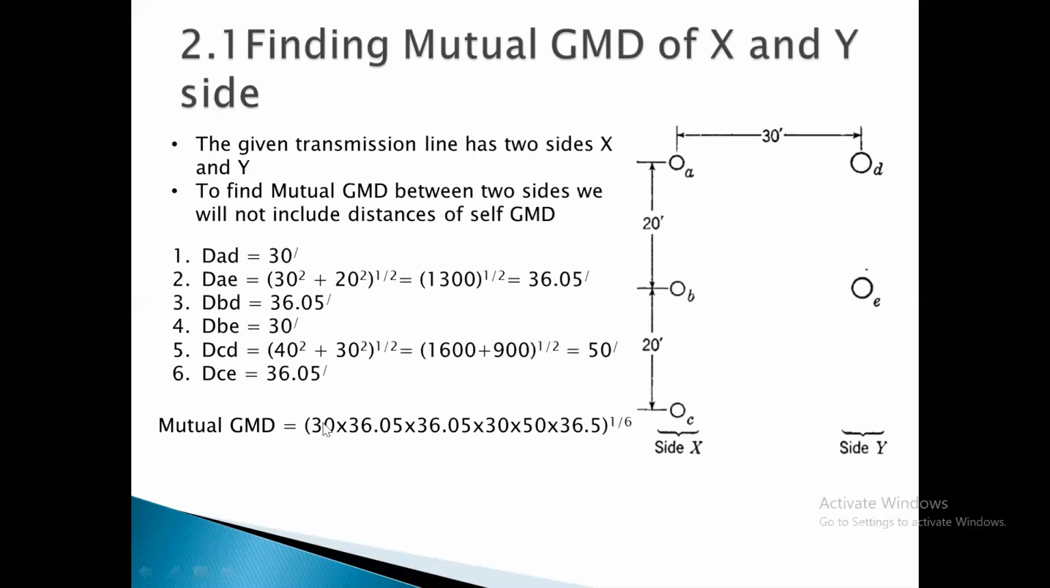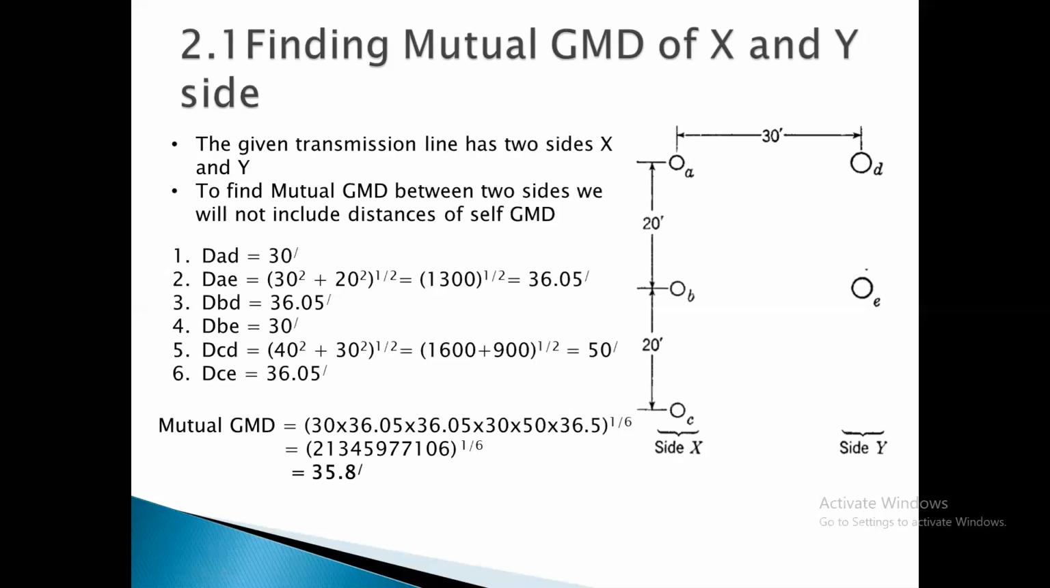So I will write all the distances: 30 feet multiplied by 36.05 feet multiplied by 36.05 feet multiplied by 30 feet, 50 feet multiplied by 36.05. It's not 5, okay? It's 36.05. It is written wrongly. So if I multiply all these distances, I will get a big figure, 213,459,977,106. And then using a calculator, in power 1 divided by 6, you will get 35.8 feet.